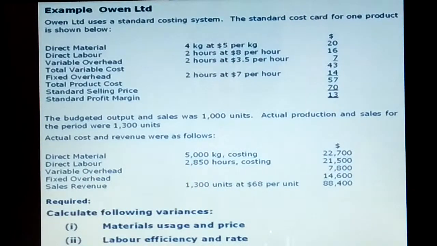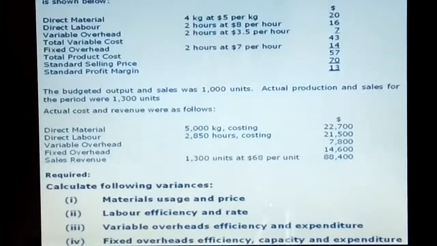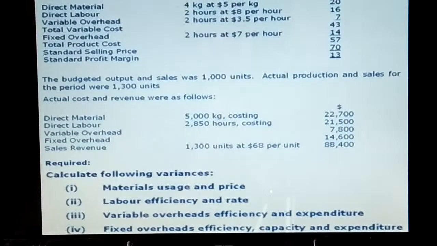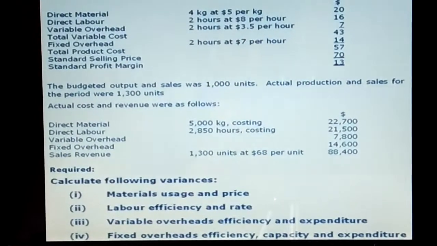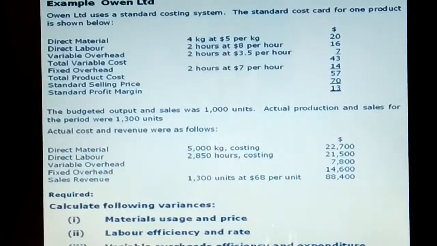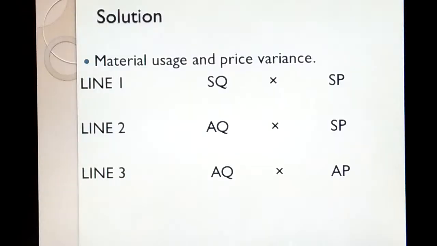Let's see the requirements, what they are saying. They are saying calculate the following variances: material usage and price variance, labor efficiency and rate, variable overhead efficiency and expenditure, fixed overhead efficiency, capacity and expenditure. Let's start with the first requirement, material usage and price variance.